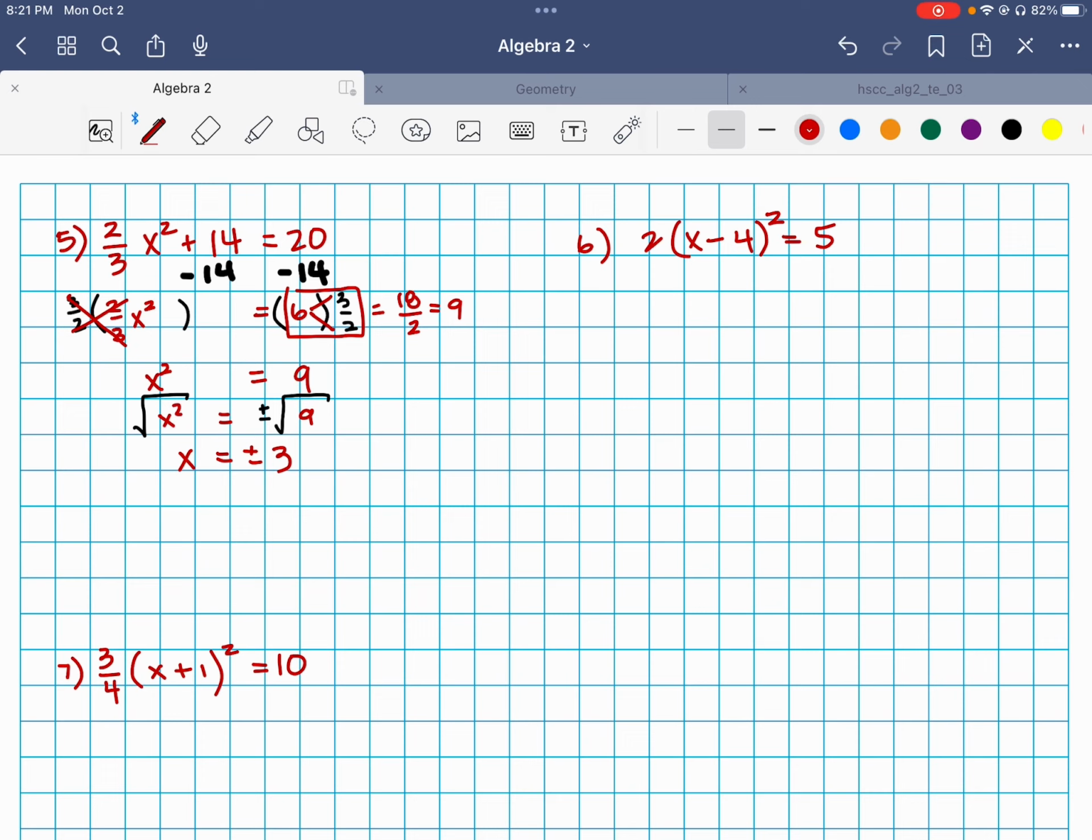which happens to be 3. We have two solutions. Our solutions are 3 and negative 3. So we're going to say x is equal to negative 3 and x is equal to 3. All right, take a look at question number 6, sorry.